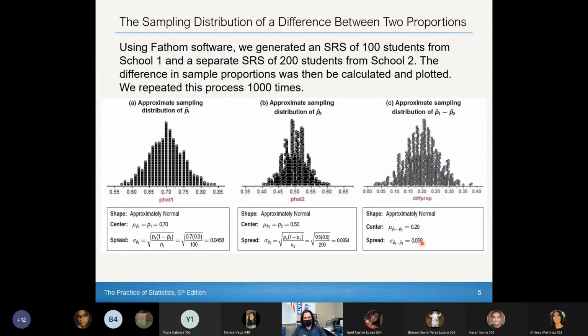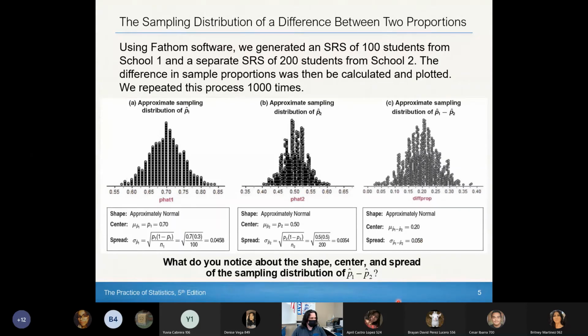So these are our sampling distributions, at least what they look like. What do we notice about the shape, center, and spread of the sampling distribution of P hat 1 minus P hat 2?